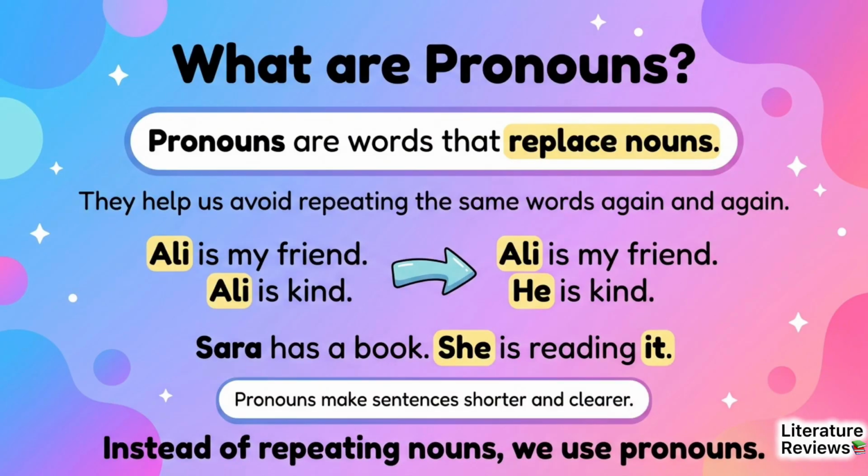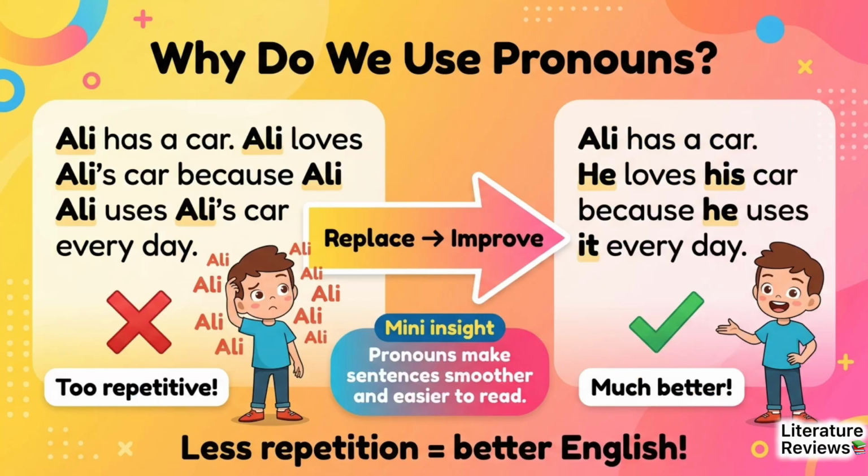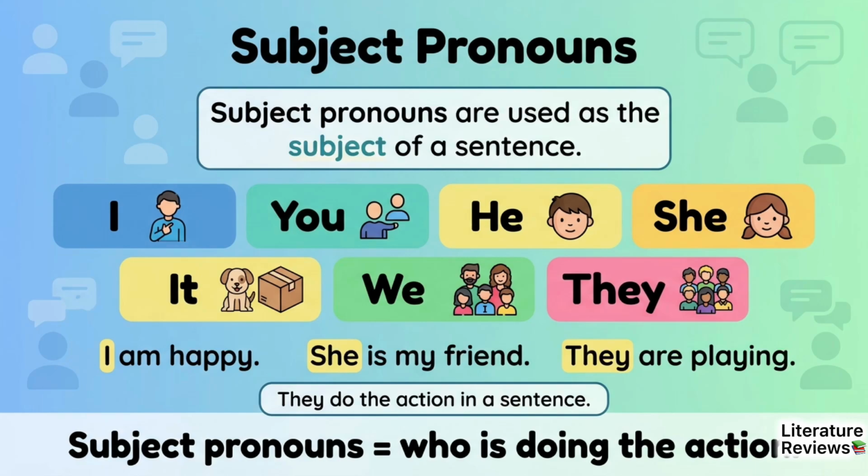So today we will talk about pronouns. Pronouns are words that replace nouns. They help us avoid repeating the same words again and again. For example, instead of saying Ollie again, we say he. Without pronouns, sentences become repetitive and boring. With pronouns, the sentence becomes smooth and natural. That's why pronouns are so important in English. Let's talk about their types now.